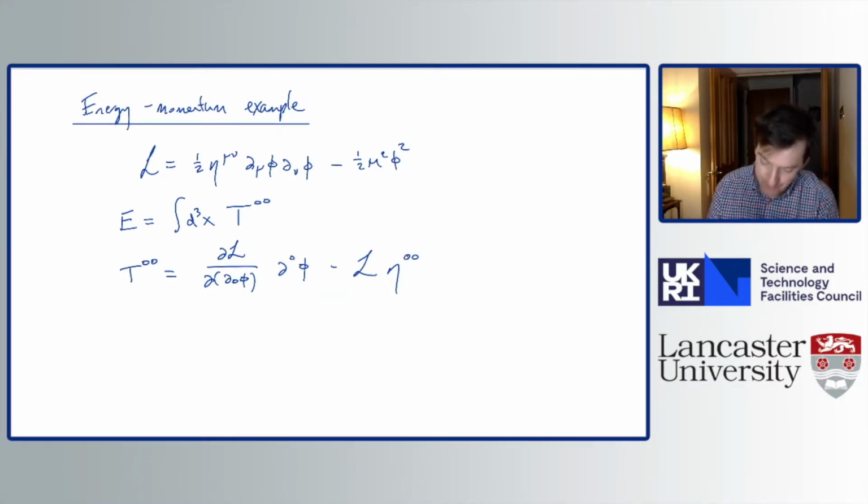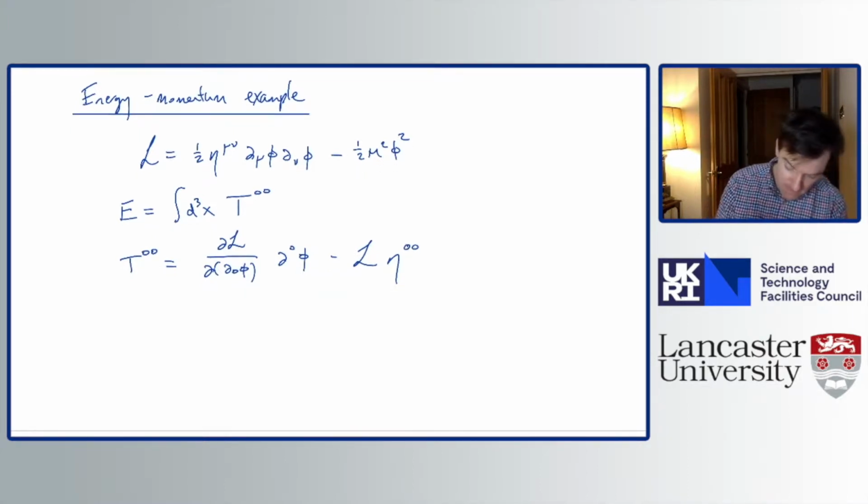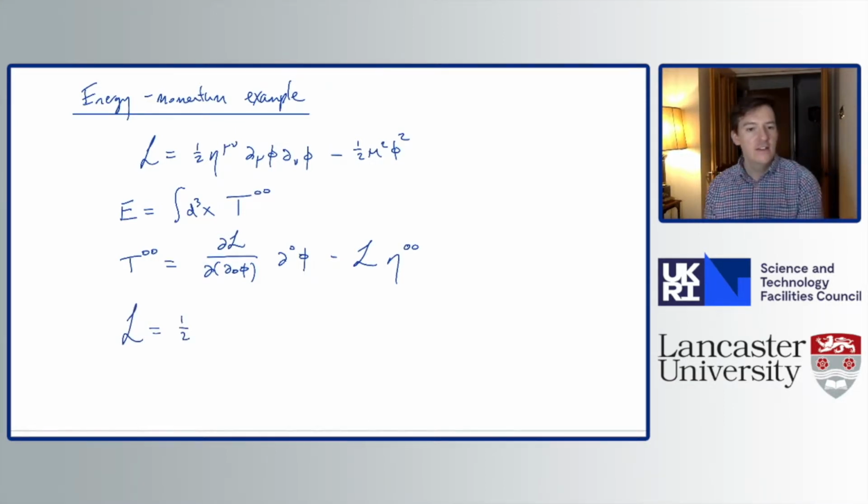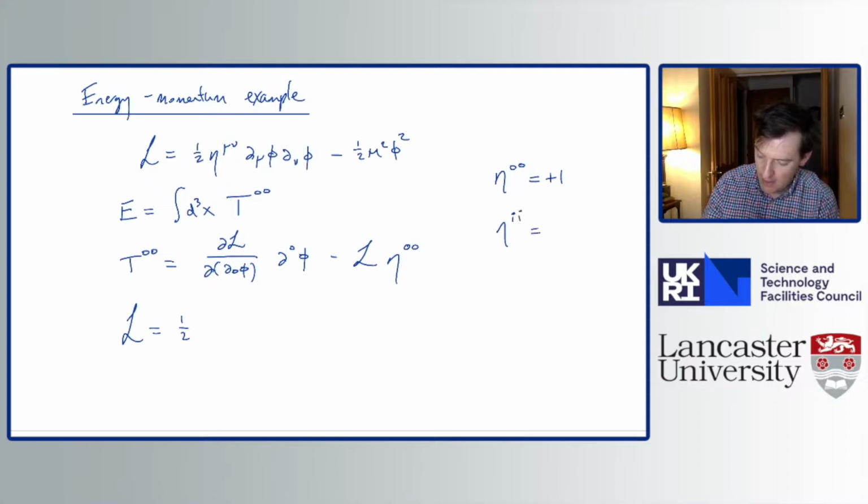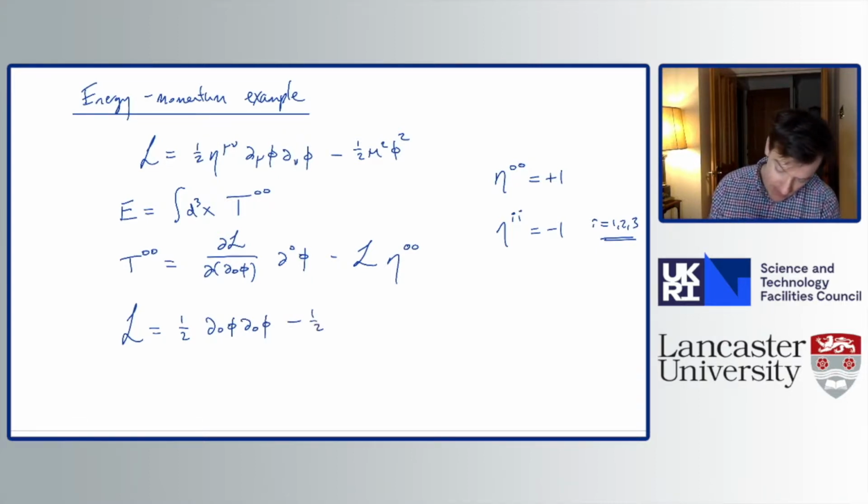So I guess we can write down what our Lagrange density is in terms of the 0 and the i components. Okay, so let's use that the 0, 0 component of the metric is +1 and that the i components are -1, where i is 1, 2, and 3 here. To write half d0 phi times d0 phi, minus half d_i phi times d_i phi, minus a half m squared phi squared.